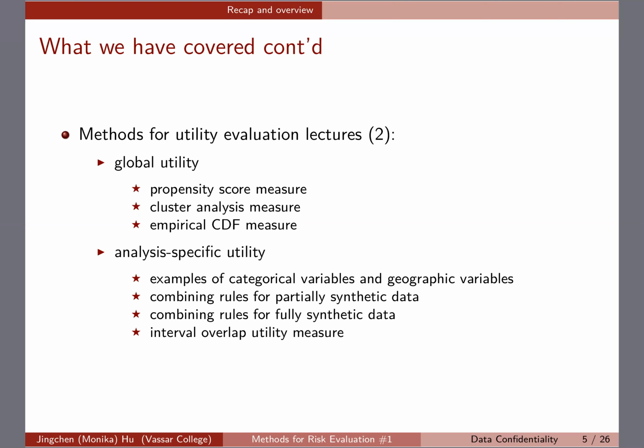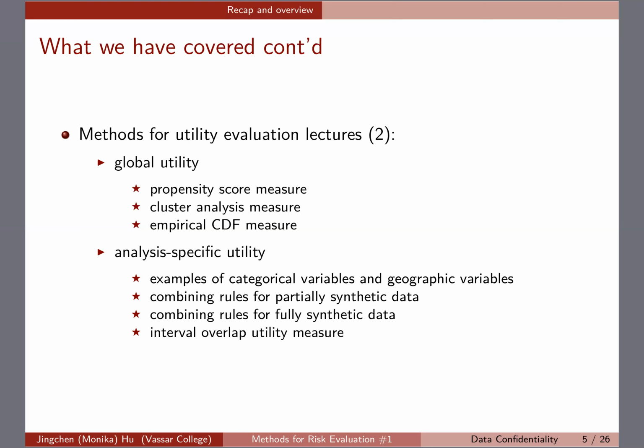Again, global utility can be used for any kind of data or any kind of model that you're dealing with. Analysis-specific utility, you can tell from the name, will be based on the analysis that you want to do. So that can be more specific. For example, just now when Maggie presented what she was doing, there were pie charts showing what it is like in the original, and what it is like in the synthetic version when you're dealing with categorical data. So those will be analysis-specific utility.